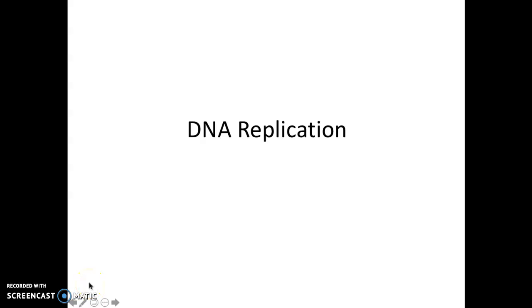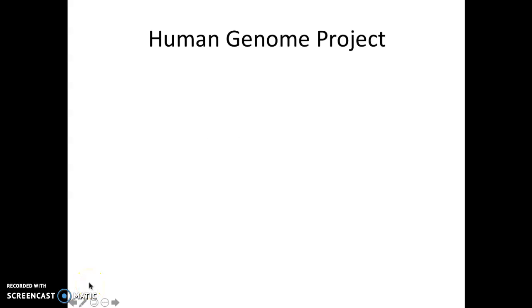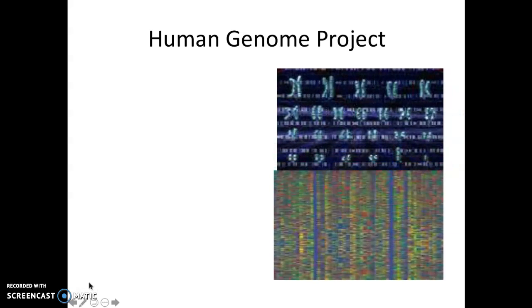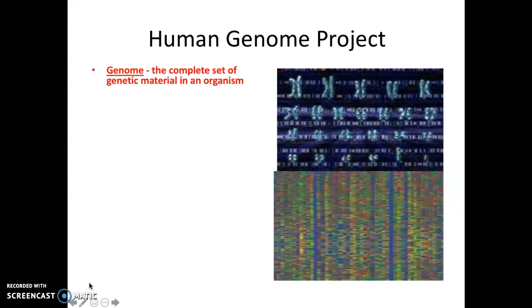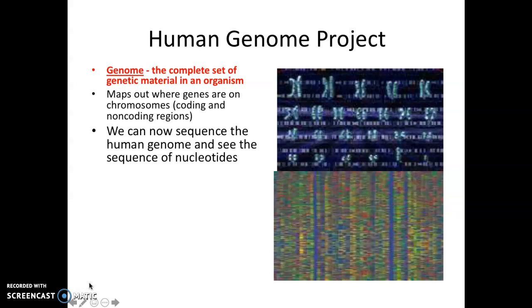We are talking about DNA replication today. So, first we're going to start with the Human Genome Project, which, if you've ever seen any form of sci-fi movie where they're talking about some form of DNA, you've probably seen one of these photos. The genome is your complete set of genetic information and genetic material found in an organism. This is basically one big diagram, one big map to show where genes are on chromosomes.